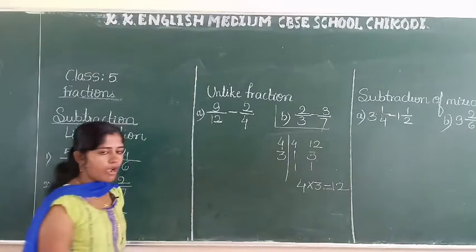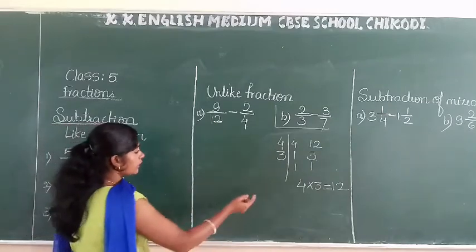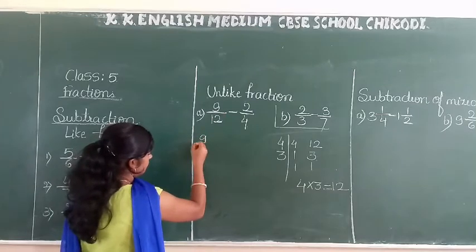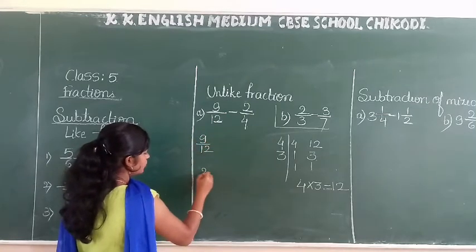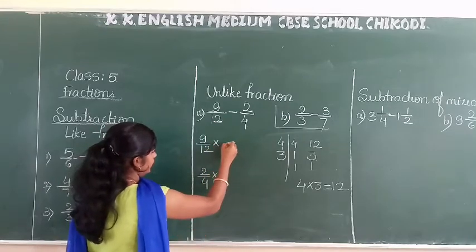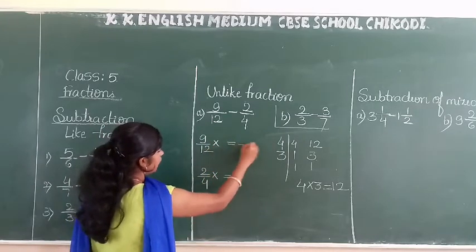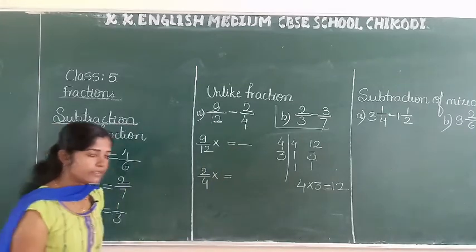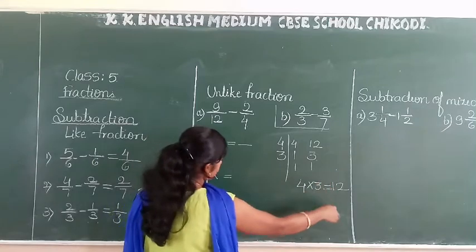Next step, you have to convert these fractions to like fractions. Take here 9 by 12, 2 by 4, into, equal. What do I have to write here? Already you know what to write here: the LCM. How much is the LCM? 12.